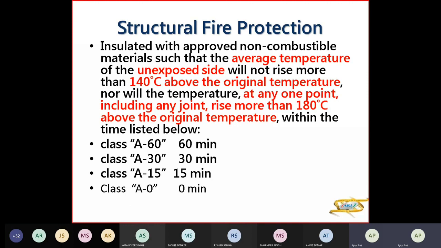All the three are going to control the passage of smoke and flame. The only difference is the temperature rise of the unexposed side.